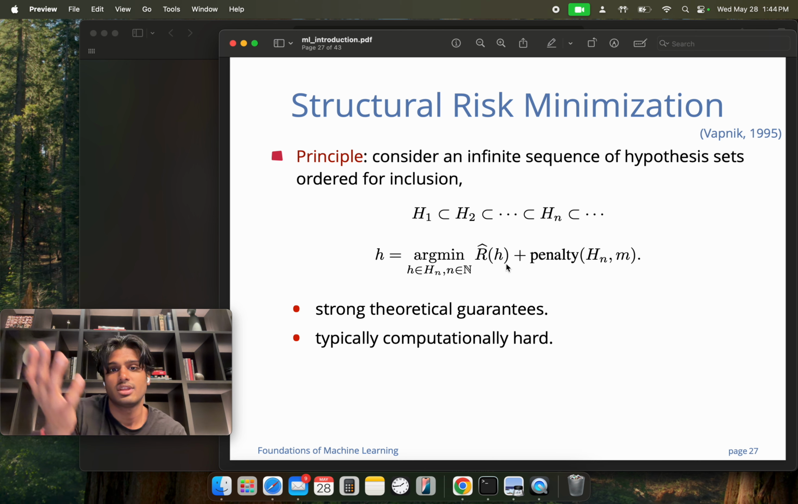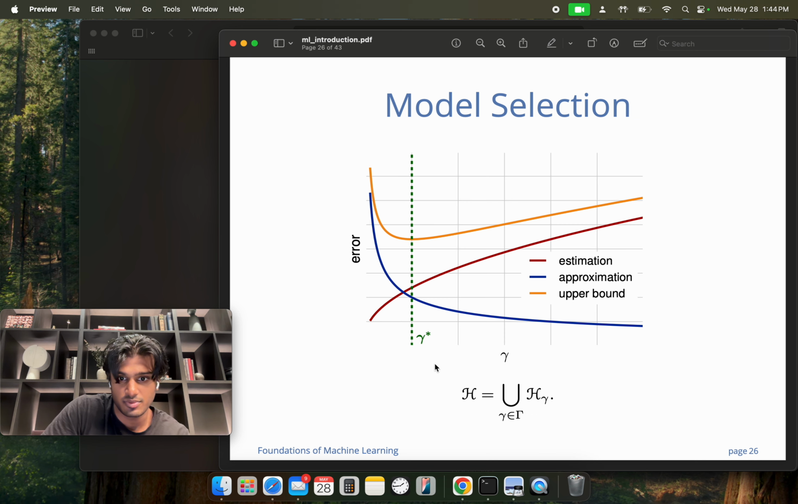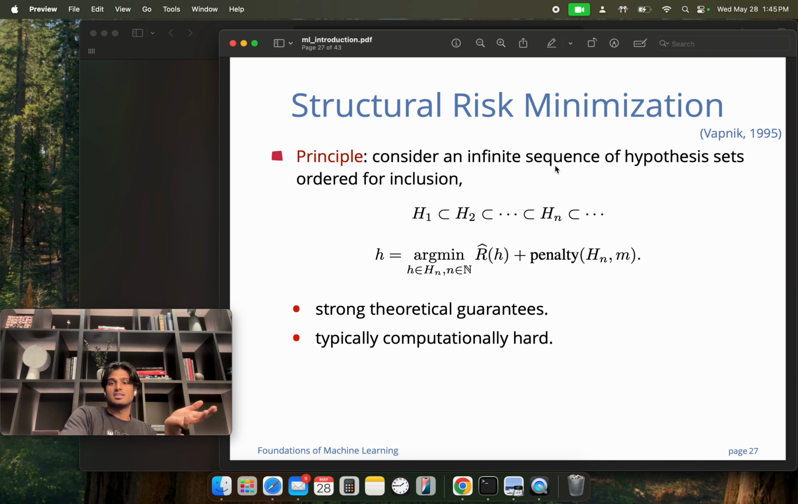Anyway, another way to think about it is structural risk minimization. What you do is find the ideal choice of gamma, which is gamma star, which gives the ideal trade-off between the complexity of the hypothesis set versus how hard it is to find the hypotheses within it. Like there are two different things. So let's say gamma star gives us that ideal sweet spot. So how do we find this? Let's say we consider an infinite sequence of hypothesis sets, all of them increasing in their complexity.